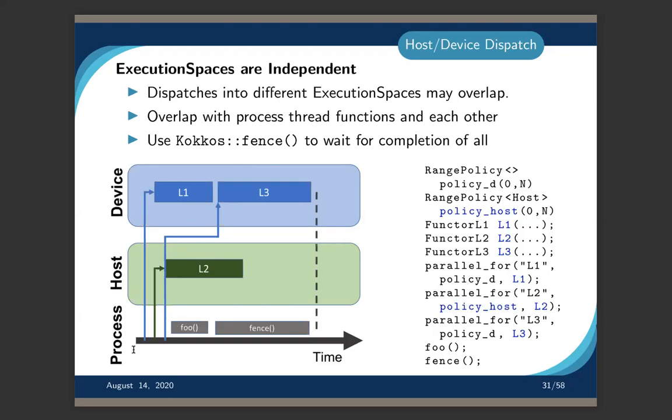All of that dispatch can happen before L2 even starts doing anything, because it takes a little bit of time to get the dispatch done and all started up. But all of that can happen, and we can all overlap with each other, and we can all overlap with foo. Kokkos fence will fence everything, so it fences both device and host. So if L2 were to take longer than L1 and L3 together, then it would just wait until L2 is done. Okay.